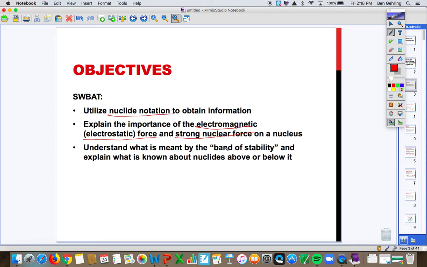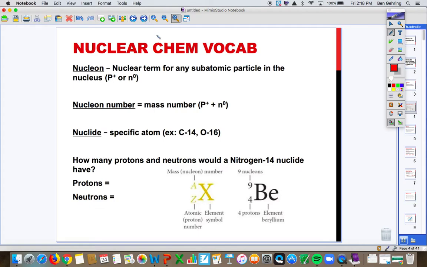And last but not least, we have this thing called the band of stability. We're going to talk about what that means and what we can understand about atoms that fall above and below this band of stability. So here we go.